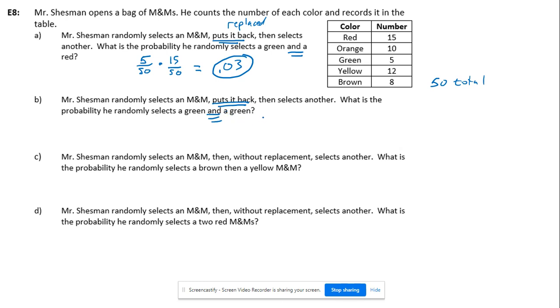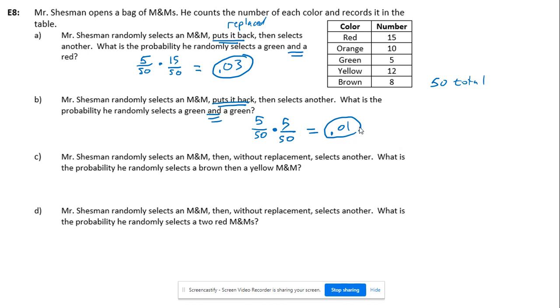Well, the probability of selecting a green was 5 out of 50, and "and" means multiply 5 out of 50 again. Because I replaced it, there's still 50 M&Ms in there. Go ahead and multiply 5 divided by 50 times 5 divided by 50, and we should get 0.01. So the probability of me selecting a green and then putting it back and selecting another green is only 0.01. It's only a 1% chance of that occurring.